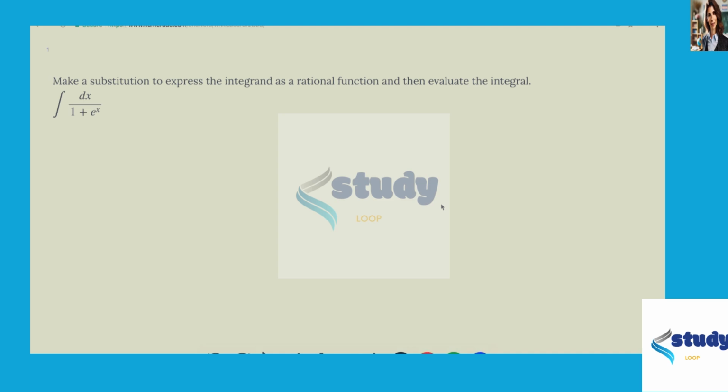Let's try the substitution u equals e to the x. The goal here is to use the substitution to rewrite the integrand 1 over 1 plus e to the x as a rational function.